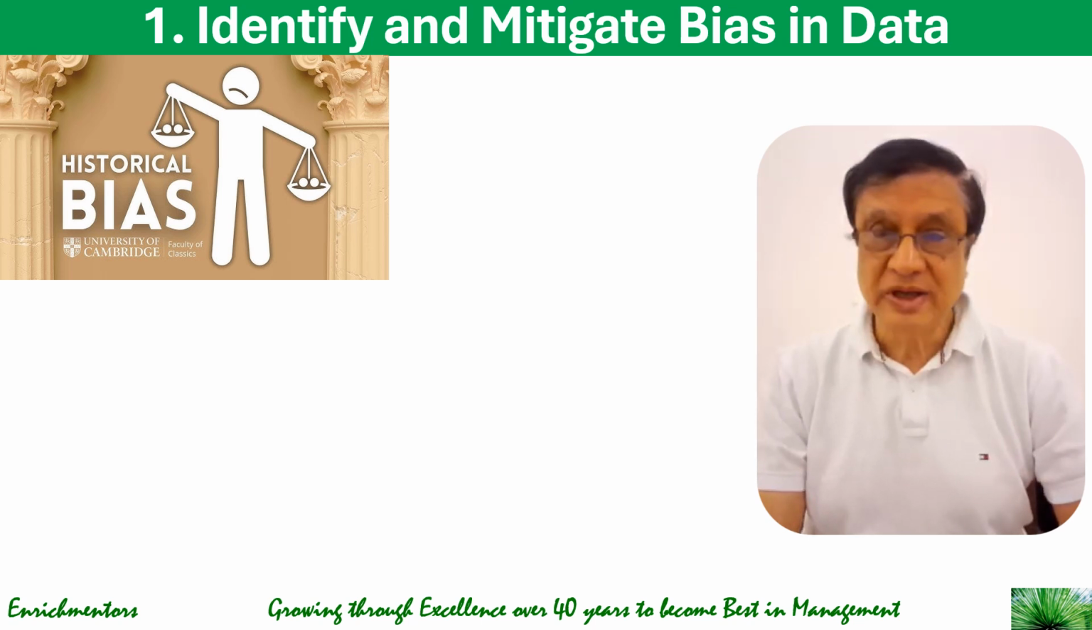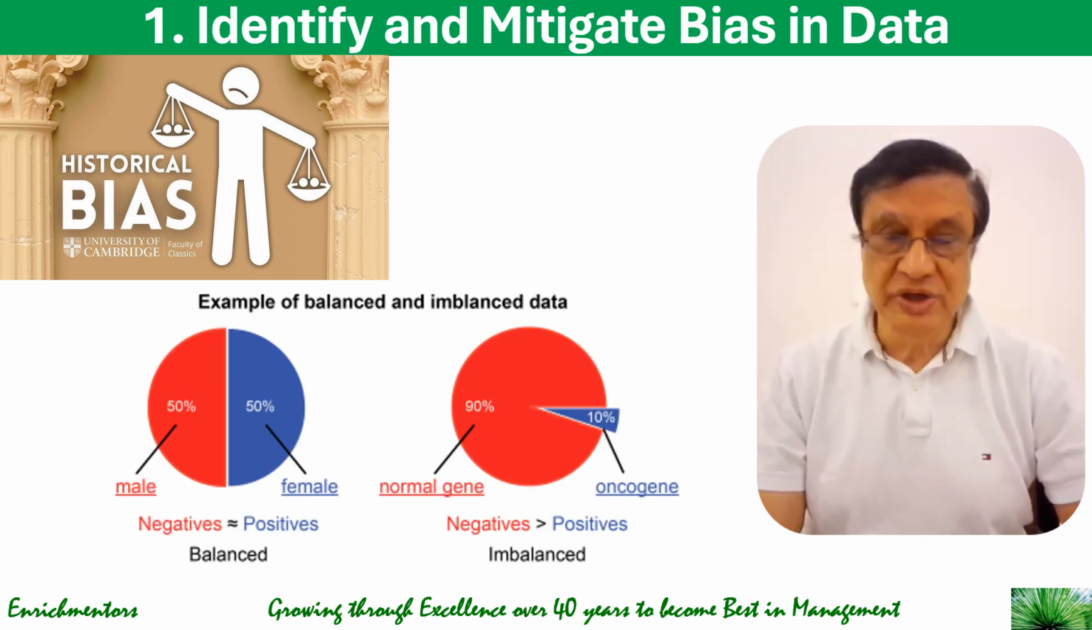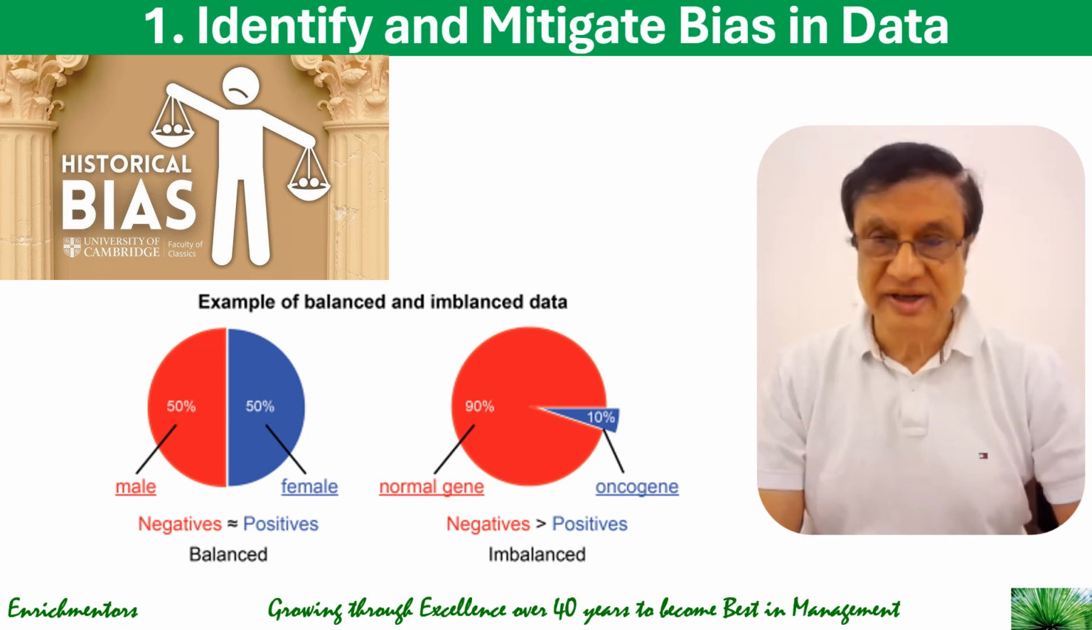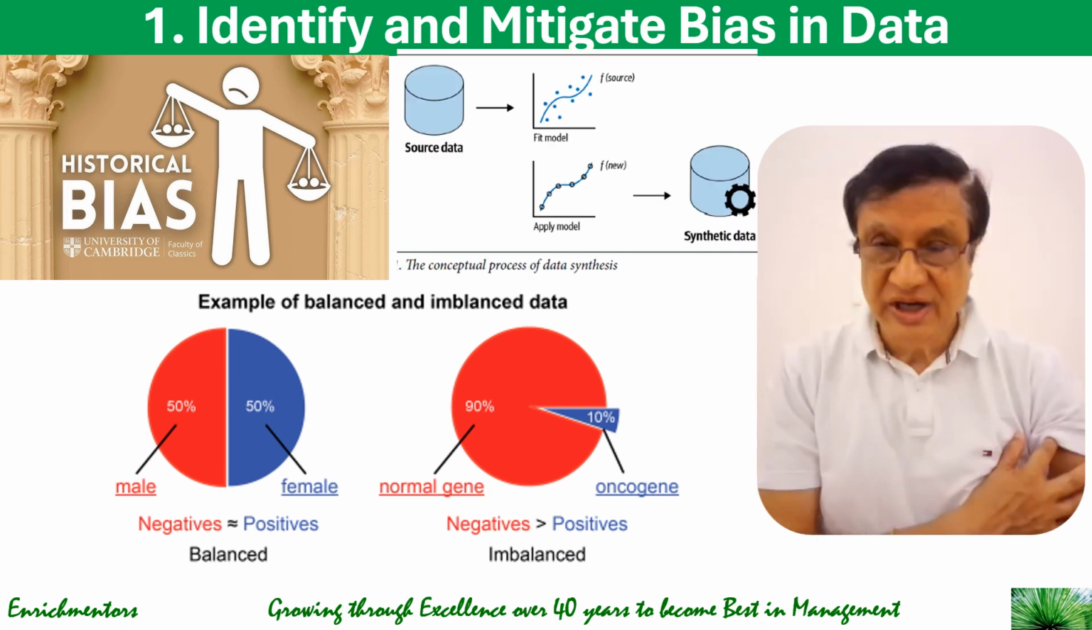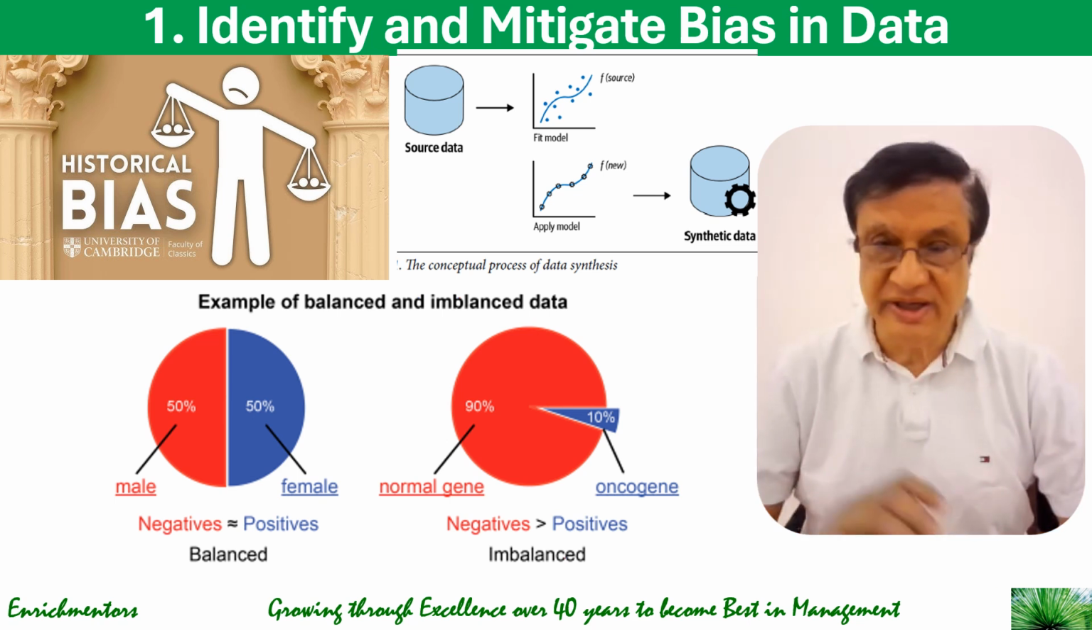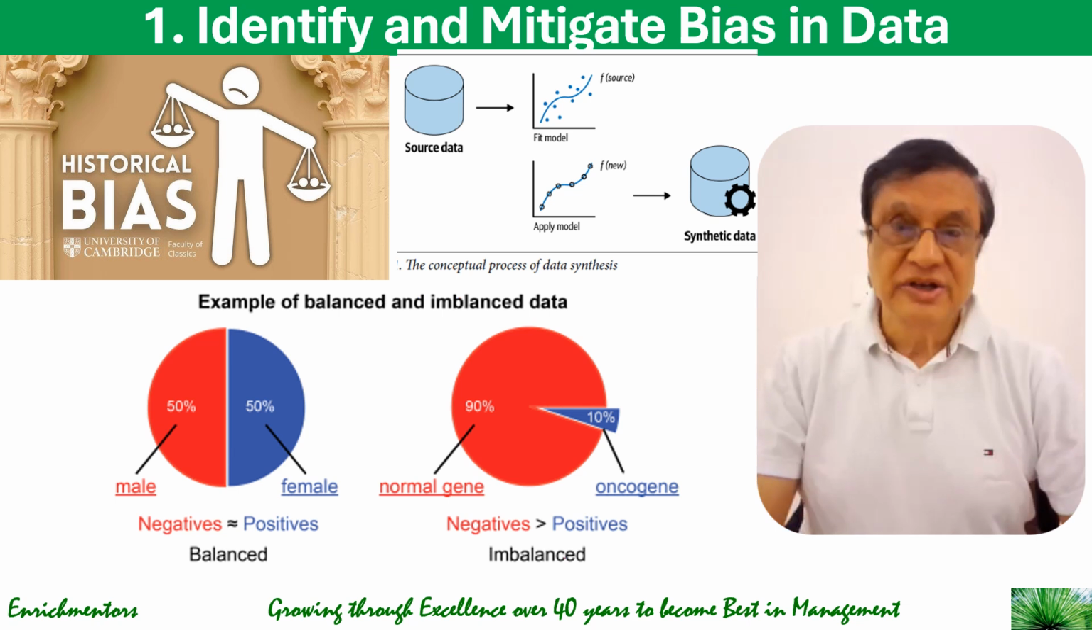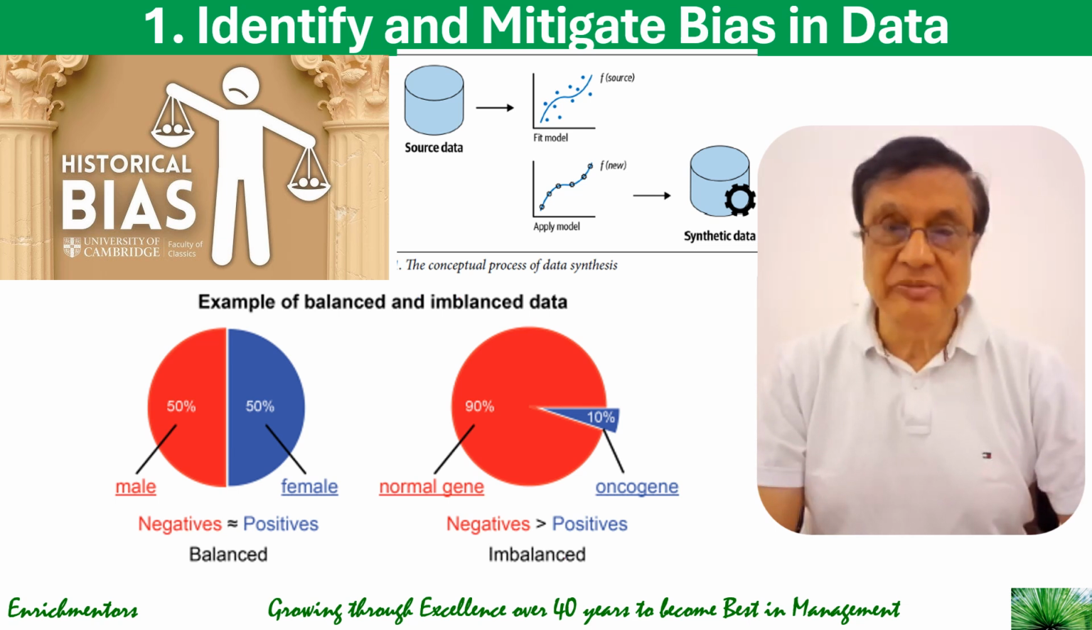Then you need to balance data representation. You need to include diverse demographic groups to avoid underrepresentation of some community or some sections of your data set. And one of the things that you can do to mitigate bias in data is to use synthetic data when needed, especially when real world data is skewed, you can use the synthetic data to balance it. So that's how you can identify and mitigate bias in data itself.